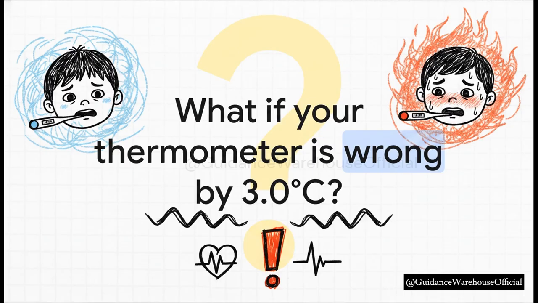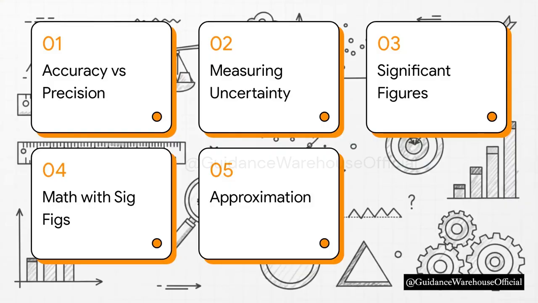That means your child's true temperature could actually be 34 degrees, which is dangerously hypothermic, or 40 degrees, which is a severely high fever. Suddenly, the strict rules of scientific measurement aren't just academic, they're literally a matter of life or death. By the end of this explainer, you're going to master the vital difference between accuracy and precision, you'll understand the sometimes tricky rules of significant figures, and you'll learn how to mathematically estimate seemingly impossible numbers right in your head. Let's get into it.